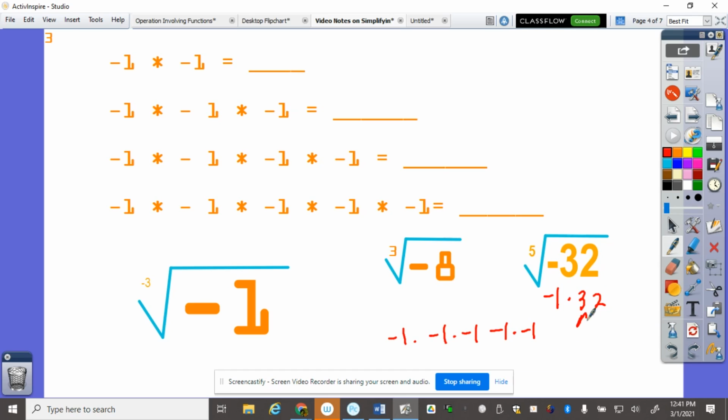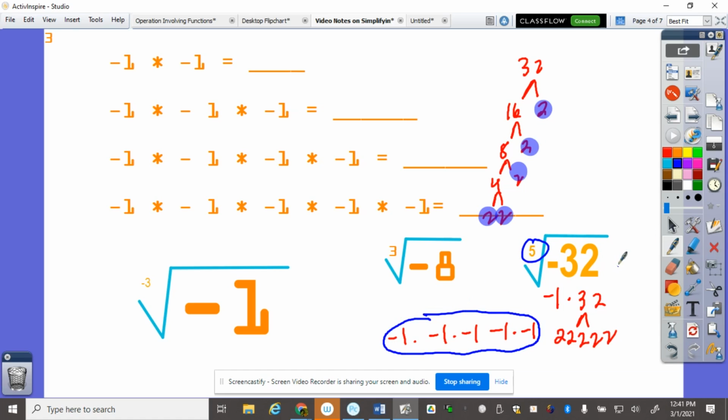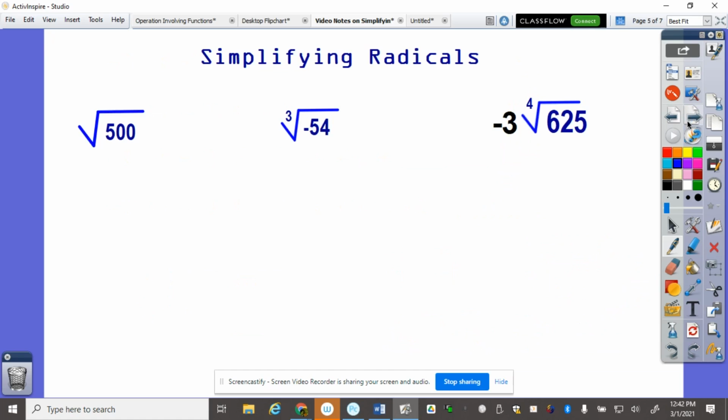Okay, because 32, I'll put it here, 32 is 16 and 2, 16 is 8 and 2, 8 is 4 and 2, 4 is 2 and 2. If you notice, I have 1, 2, 3, 4, 5, 5 twos, okay, for 32. And the index is 5, so I have to group them into 5. Negative 1, and times 2. So the answer here is just negative 2. Very simple, right? All right, let's move on here now.